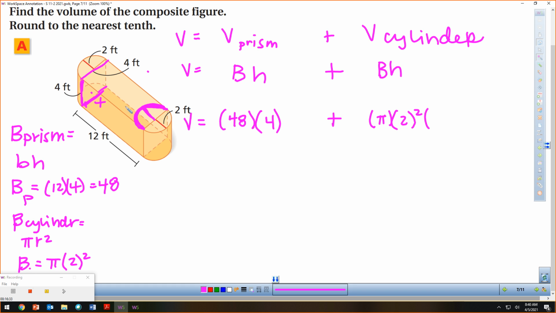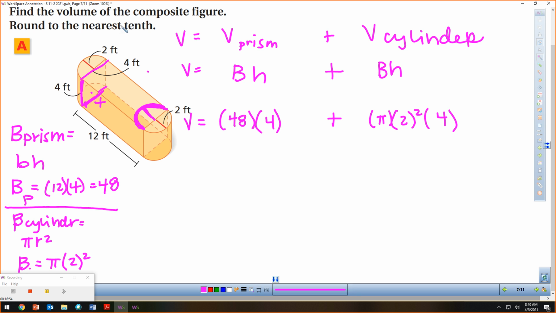What's the height of my cylinder, guys? 4. Alright, so I did big B of my prism over here, which is 12 times 4, gives me 48. And then my circle has a radius of 2, so that's 2 squared pi. Anybody confused on what I'm doing?